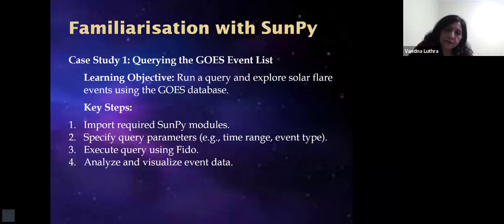Same way, time range. Suppose I want to find the time of the occurrence of an event, that is a flare, that occurred between yesterday and today. This is the way I will specify the query parameters. Execution of the query is done using Fido, and analysis and visualization of the event data is the next part of it. So please get ready, all of you. Open your Colabs and follow the instructions which I am going to give in the next few minutes.